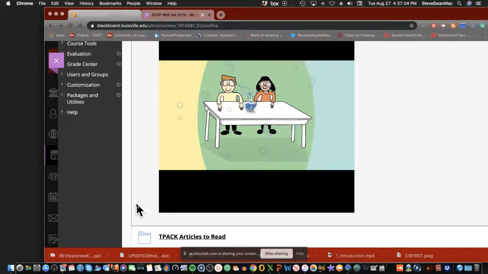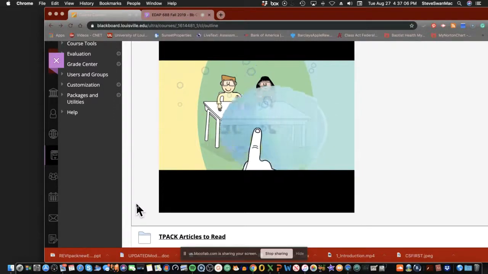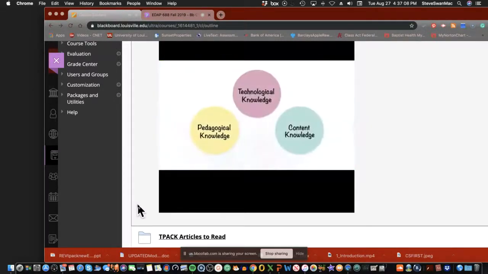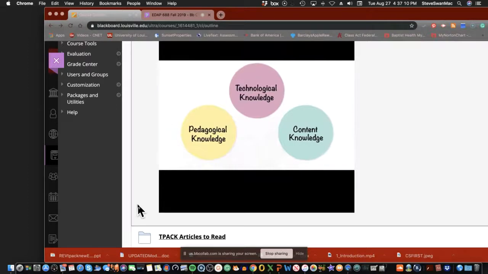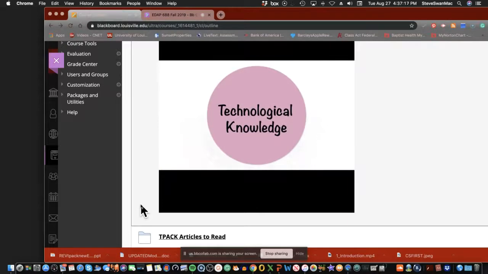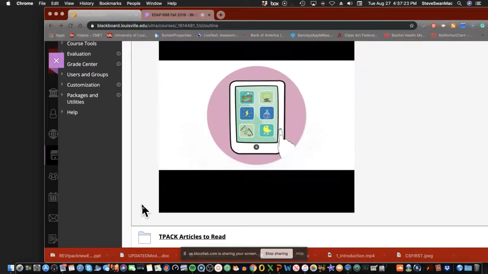Educational psychologist Lee Shulman saw this intersection as teaching at its best. But several scholars, including Matthew Kohler and Punya Mishra, have added an additional component to 21st century teaching, technological knowledge, or TK. TK represents your knowledge about the tools, including how to select, use, and integrate technology into your curriculum.